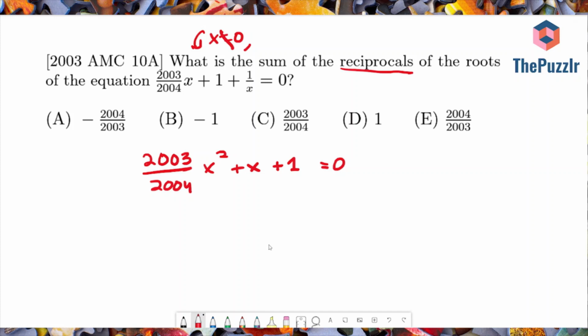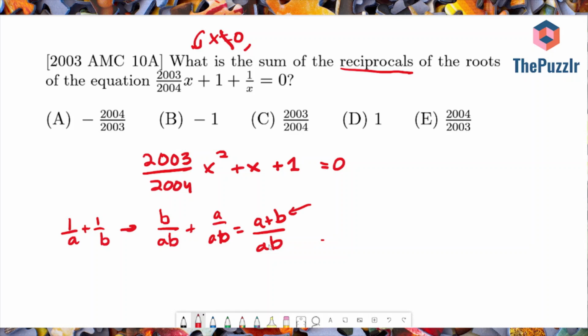I know how to find the sum of the roots, I know how to find the product of the roots. Didn't learn anything about finding the reciprocal. So we're asked to find, if the roots are a and b, 1 over a plus 1 over b. Well, combining these two terms, that's just going to be b over ab plus a over ab, or a plus b over ab. Oh, wait a second.